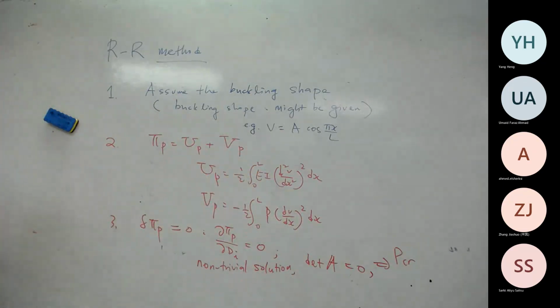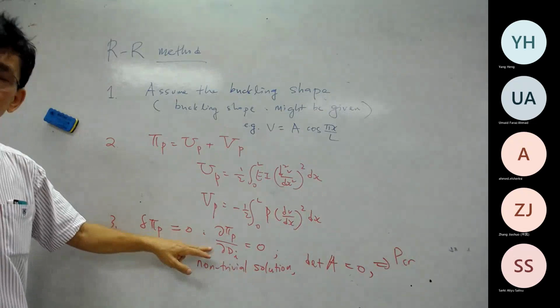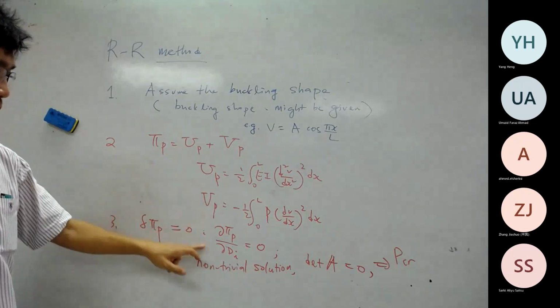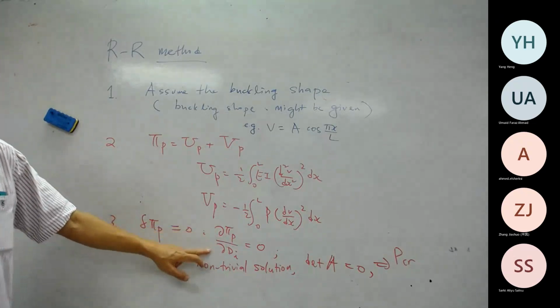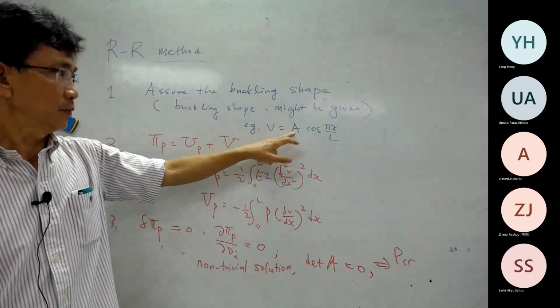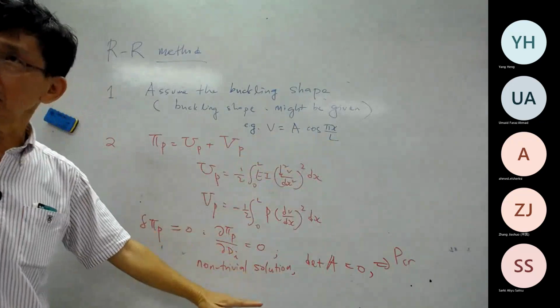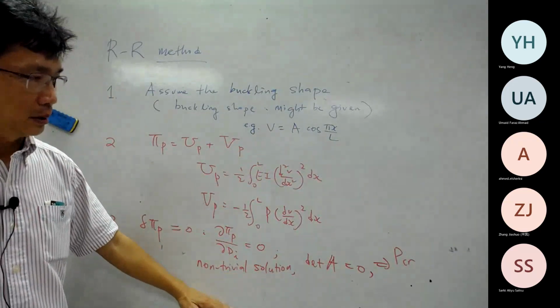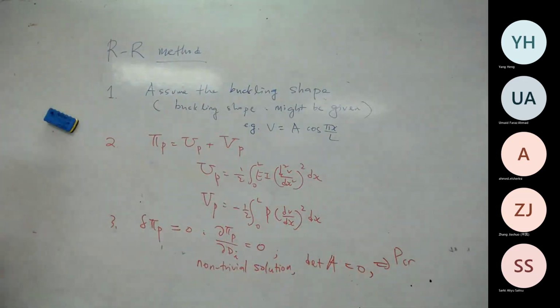Okay. Then the next step is applying this principle. That means from this equation here, you are going to partially differentiate. If there is only one unknown here, then only one equation. If there are two, then you have two equations, similar to the Rayleigh-Ritz method. Then finally you apply the non-trivial conditions, then you solve for P critical. So that is the main idea behind the Rayleigh-Ritz method.